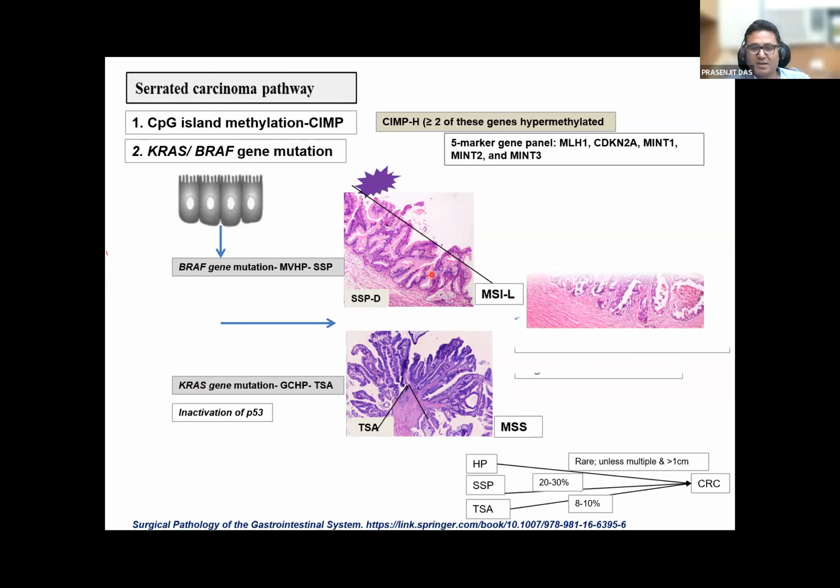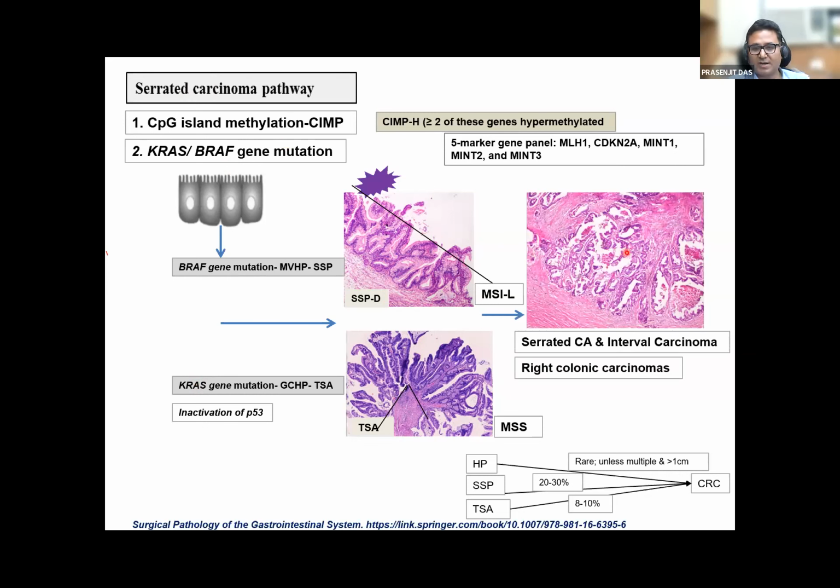And we know that 30% of colorectal carcinomas can arise from these pathways, and these tumors may or may not show prominent serrations when they develop invasion. Serrated pathway colorectal carcinomas are most commonly right colonic carcinomas. As you can see, in right colonic carcinomas we can have high microsatellite instability, as well as all the markers of serrated carcinoma pathways. So they overlap each other.